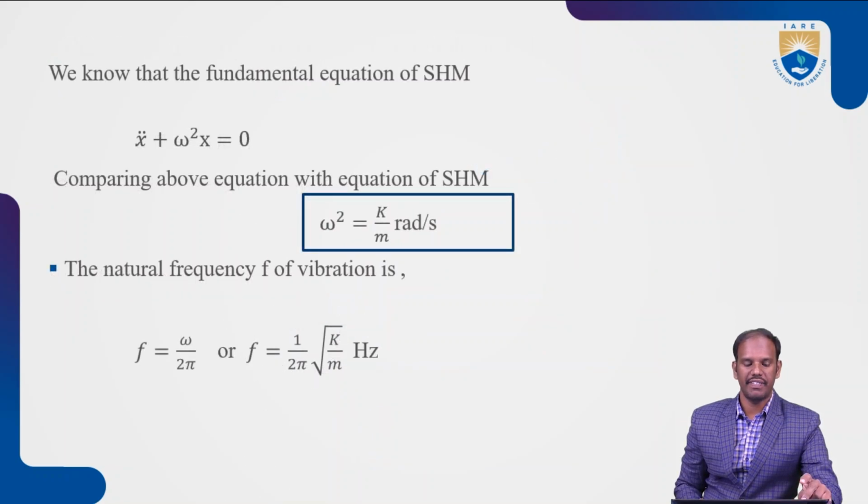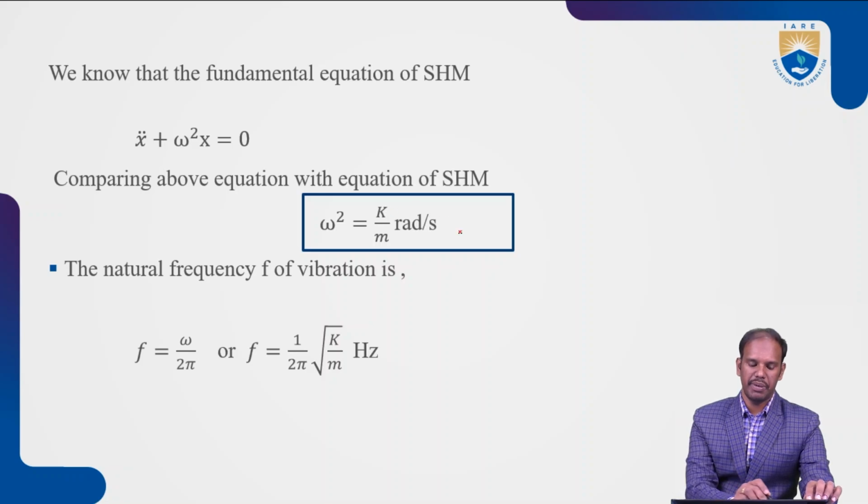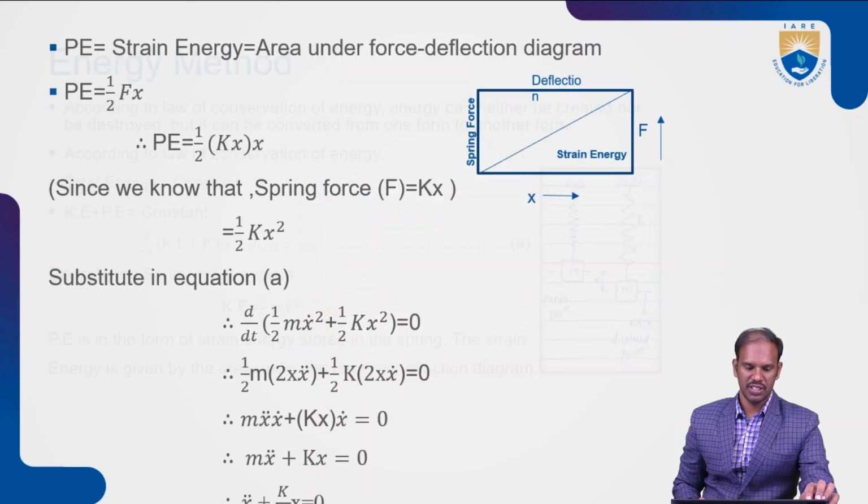So once you write all these fundamental equations of SHM and compare them, omega square equals k by m. So the frequency is nothing but 1 by 2 pi into the square root of k by m, which is under this SHM, under spring forces, and energy methods also.